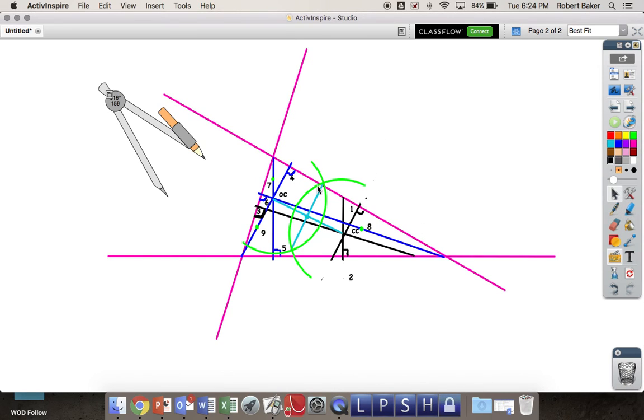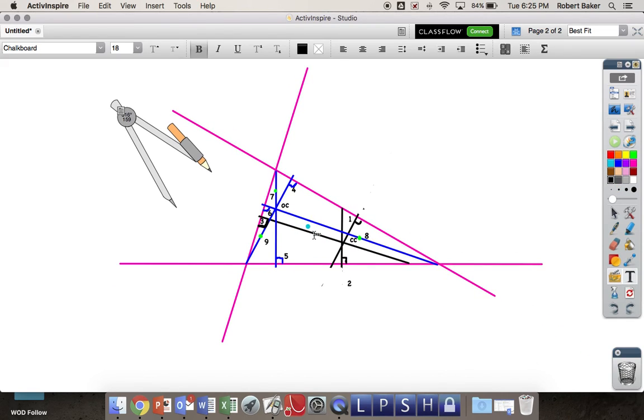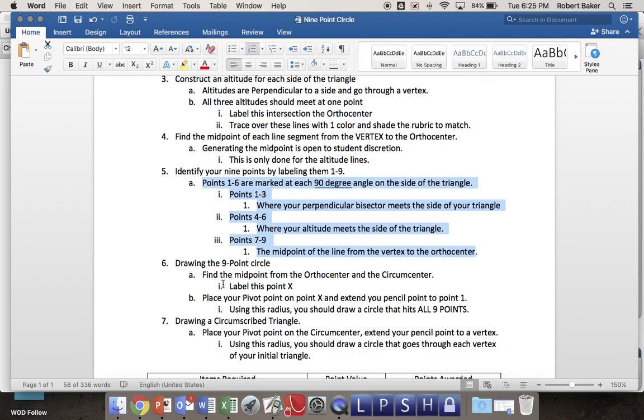So let me get rid of my construction marks so everybody can see what's going on here. Like I said, you don't have to have this line here, and you don't have to have this line here, but it is the creation of this point, which we are asked to label point X, that is important. Okay, so I'll go back to the rubric, and it says label this point X, place your pivot point on point X, and extend your pencil point to point 1.